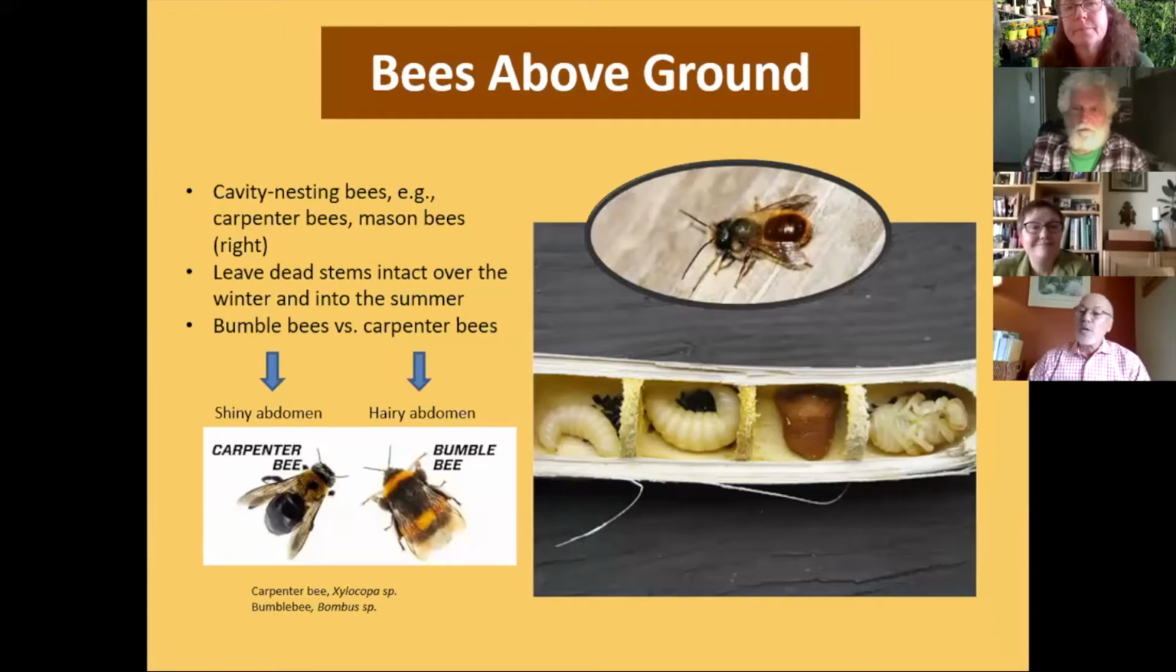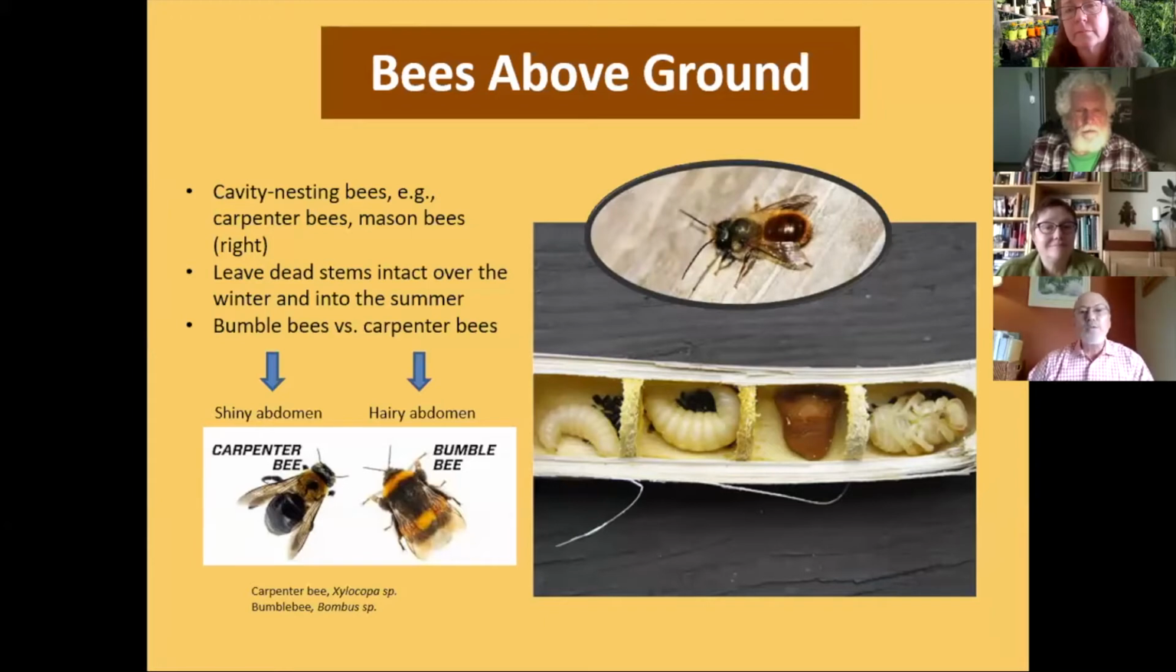So bees are the most prevalent pollinators, followed by flies and then butterflies. Most people think about the butterflies, but it's the bees and the flies that do the heavy pollinating. So there are 2 types of bees. They're above ground and below ground. And in this slide, we show you the above ground, which account for about 30% of the native bee population. These are cavity nesting bees.